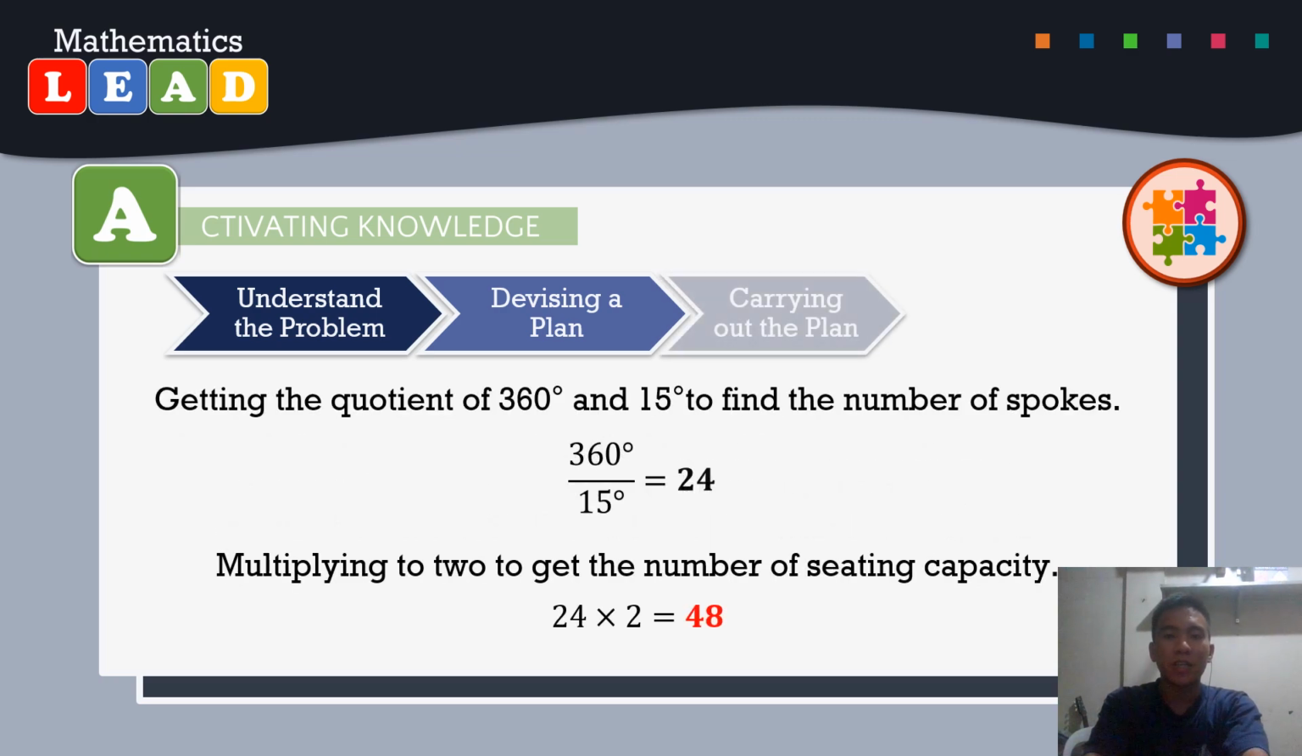Now that we have devised a plan, we have to carry it out, getting the quotient of 360 degrees and 15 degrees to find the number of spokes. For the solution, 360 degrees divided by 15 degrees is equal to 24. Then multiply 24 by 2 to get the seating capacity. Your solution will be 24 times 2 equals 48.